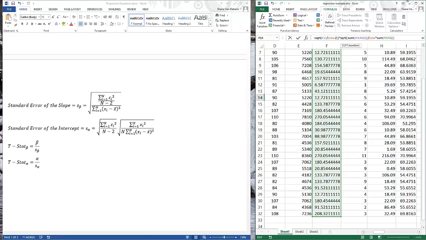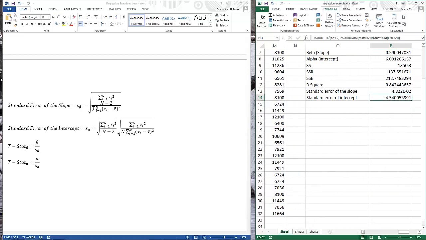And then close parentheses, and then a third close parentheses to say that's everything for our equation, and we get 4.554,005. So our standard error of the slope would be actually 0.048, and our standard error of the intercept is 4.54. Down below we have the t-statistic. So this is the test statistic for a student's t-distribution.